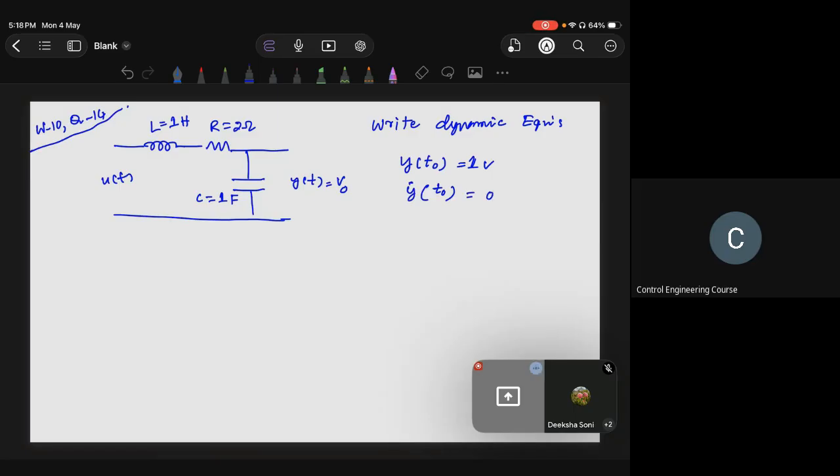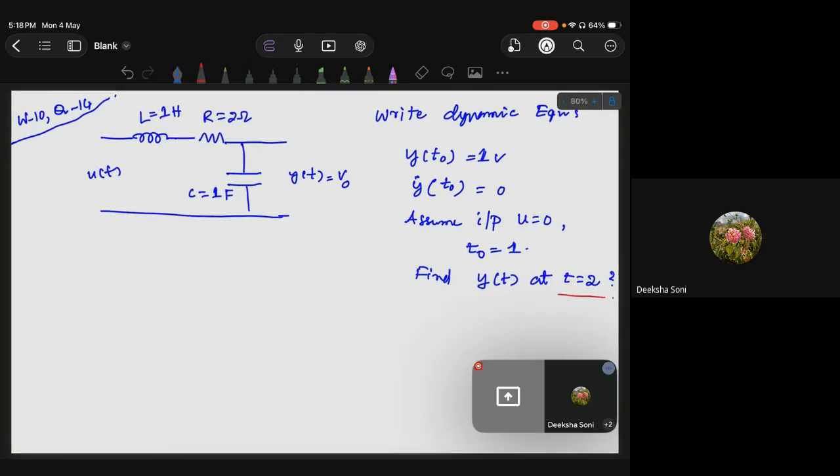Assuming input U is equal to 0 and t naught is equal to 1, the initial condition starts from 1 second. Then find Y of t at t is equal to 2 seconds. This is the question, correct?